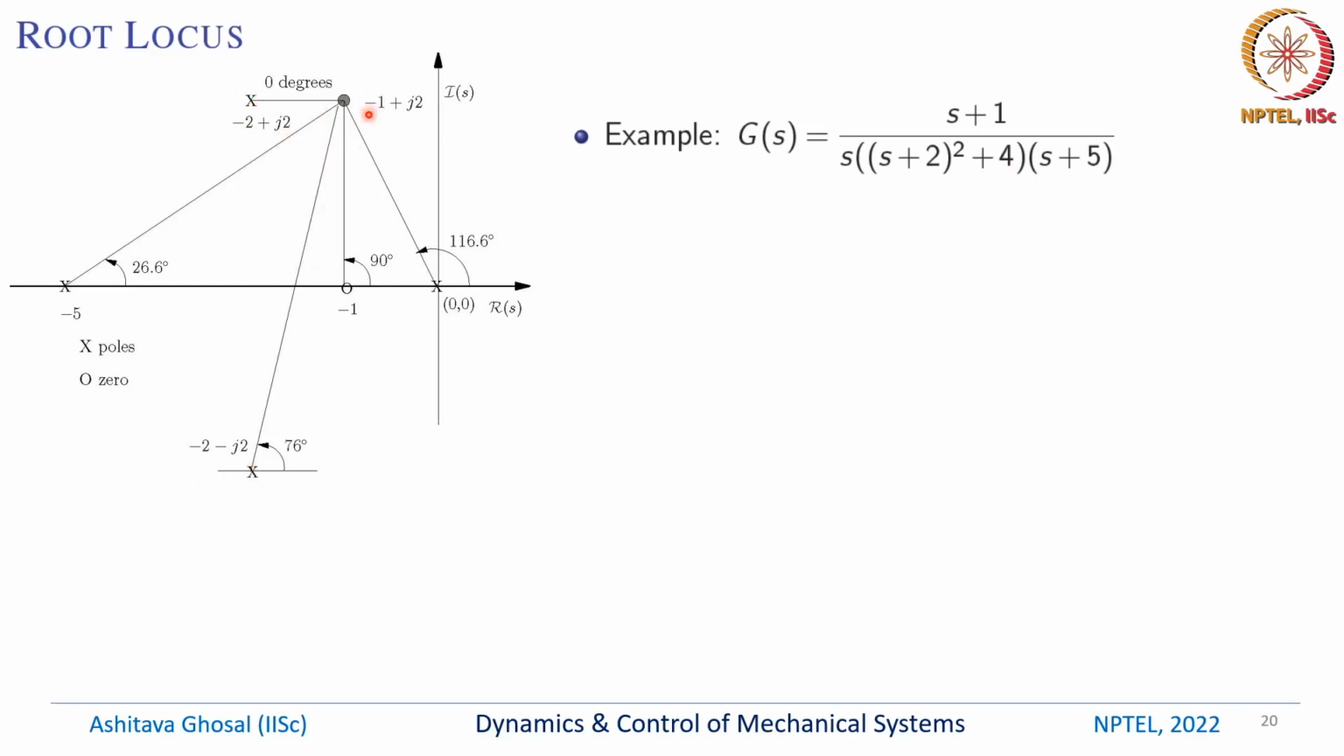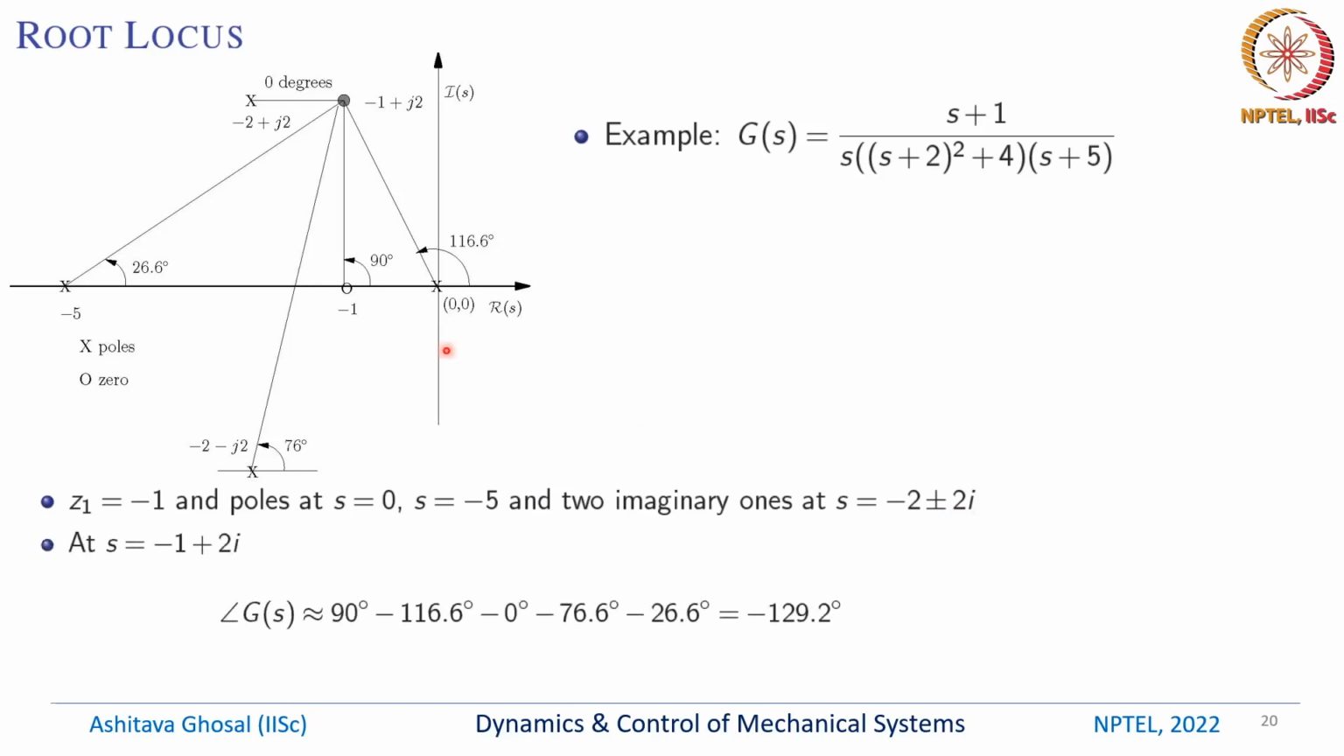And there is also a zero, at s equals minus 1. So the zero z1 is minus 1, with poles at s equals 0, s equals minus 5, and two complex ones at minus 2 plus or minus 2j. Let us pick an arbitrary point, which is minus 1 plus 2j. Sometimes I use i as the square root of minus 1, sometimes j. Both are the same basically.